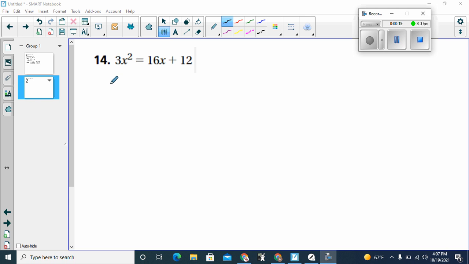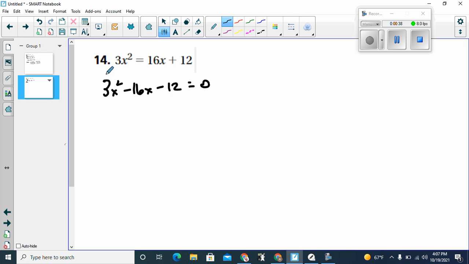So I'm going to leave the 3x squared on this side and move everything over to the left. So minus 16x on both sides, minus 12 on both sides. And now my equation's equal to 0. I always check for a common factor. There's not one. There's nothing I can take out of all of those.